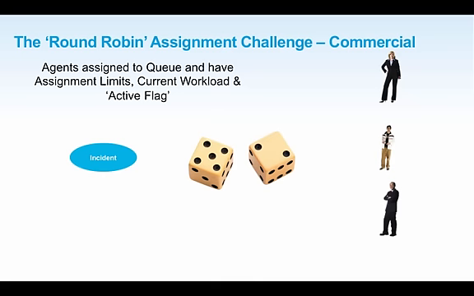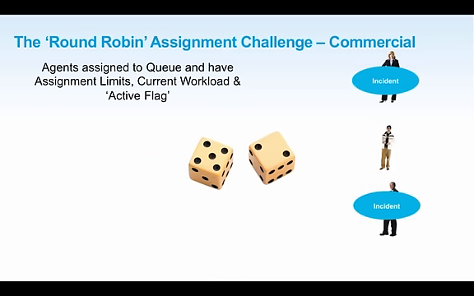An incident comes in, and the dice get rolled, and then it gets assigned to Jane, maybe. The next incident comes in, and based on the workload, assignment limits, active flags, etc., it goes through the assignment engine and then gets assigned to the appropriate agent. So that's the basic problem that we're going to resolve. Let me go into the application.